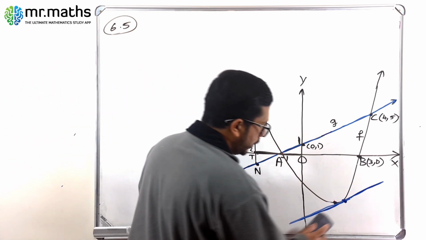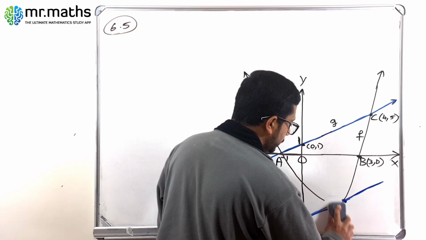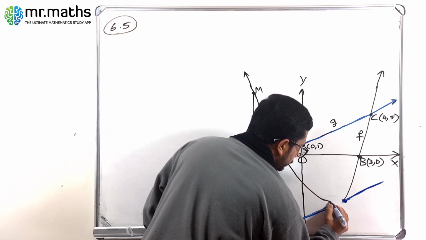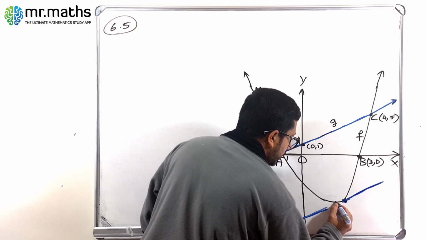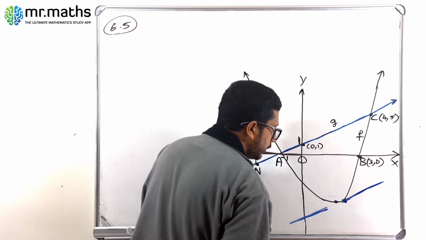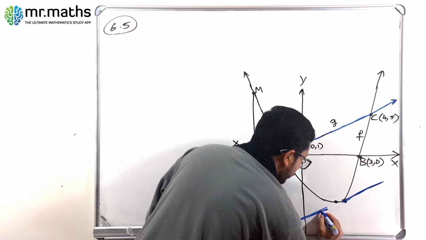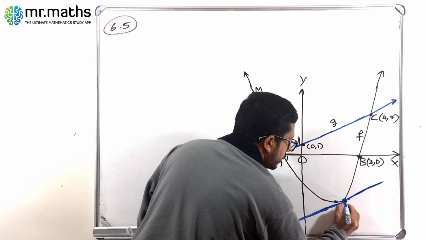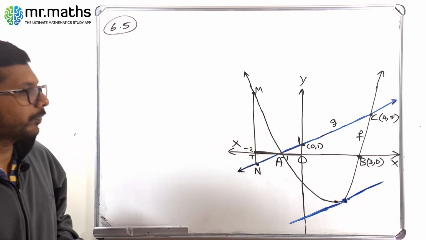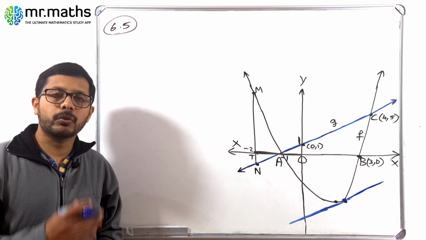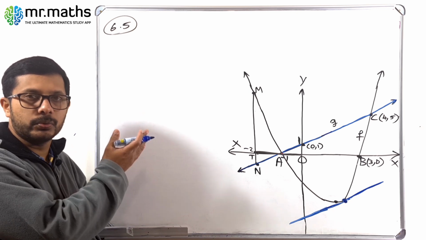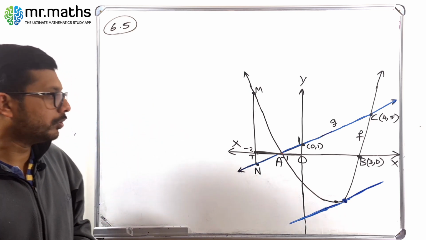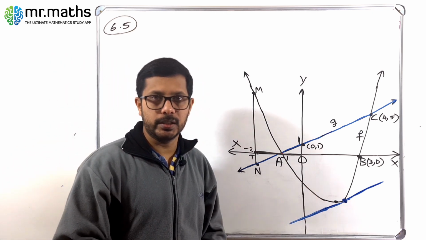Let me erase this one. This is the turning point, and the tangent point is somewhere next to that one. Okay, and this is the tangent point. So we draw a tangent parallel to g. Tangent of what? Tangent of f of x, and you have to find the equation of this tangent. That is the question.